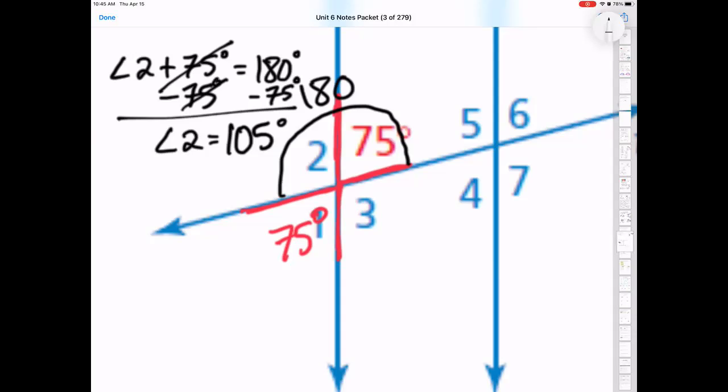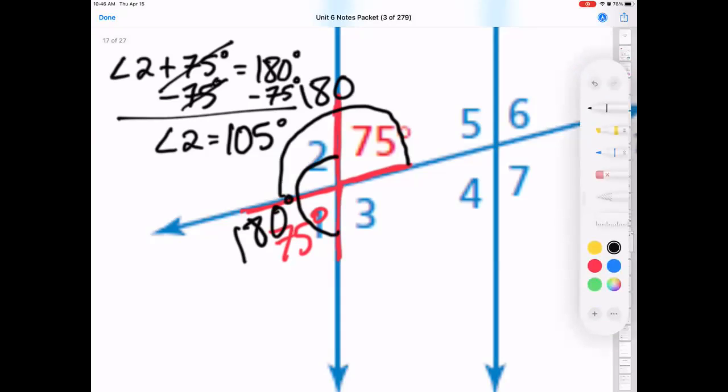So you could attack it like that, or you could say, maybe I thought these two are also supplementary. So maybe you worked with those to find angle 2. Lo and behold, the exact same process is going to happen, guys. You would do the exact same thing, just with a different line. That's all. All right, so we found angle 2 to be 105.